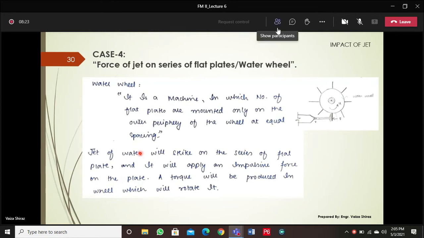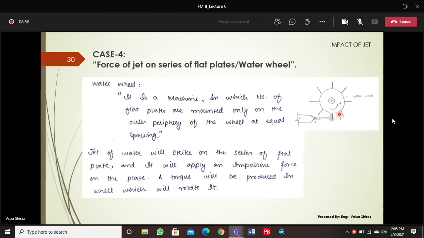Now in this case number 4, you have to find out the force of the jet on the series of the flat plates, which is also termed as water wheel. So you can see this figure. It is a machine on which a number of flat plates are mounted only on the outer periphery of the wheel at equal spacing. So this is a simple water wheel, and I think you can easily imagine, आपने देखा भी होगा कि एक simple water wheel किस तरह से है. So it is having the flat plates. So this is a simple water wheel.